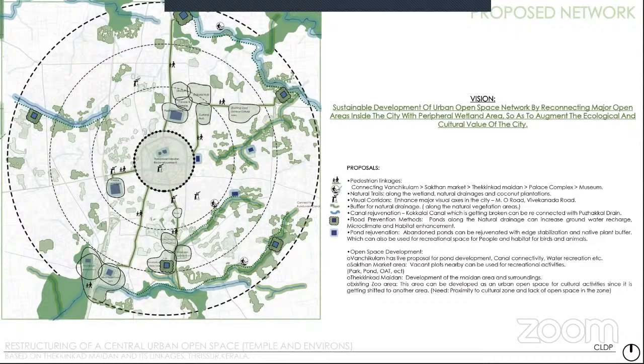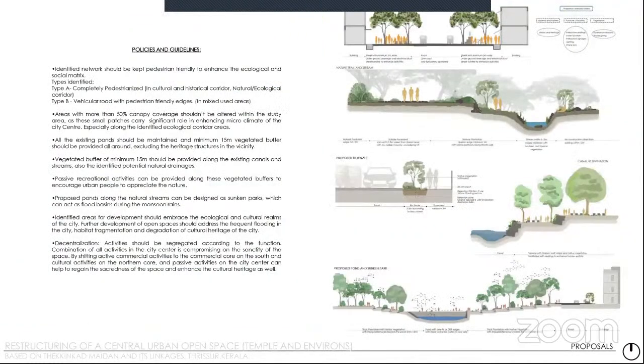The project envisions developing a sustainable urban open space network by reconnecting major open areas inside the city with the peripheral wetland area so as to augment the ecological and cultural value of the city. By establishing this connection, we can invite rich flora and avifauna into the city, which can further enhance the microclimate and living environment. Also, it can enable urban people to appreciate and learn the significance of natural vegetation as well.